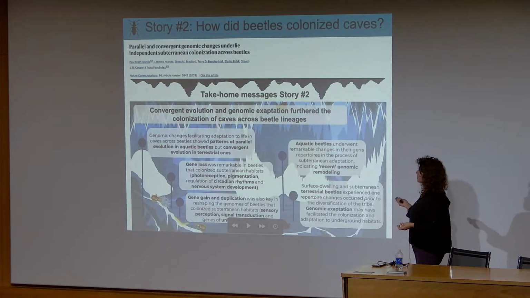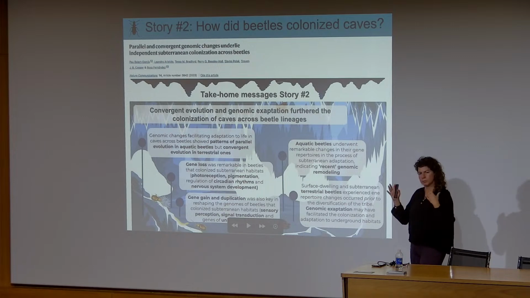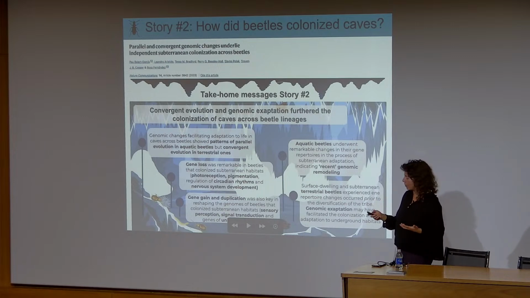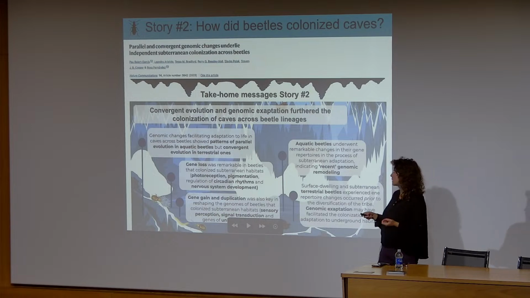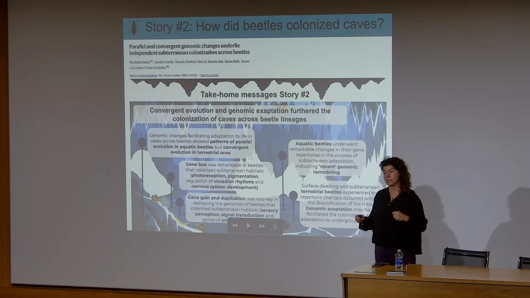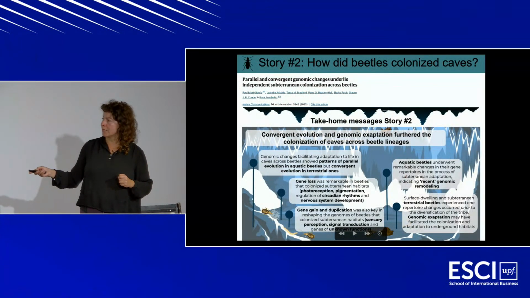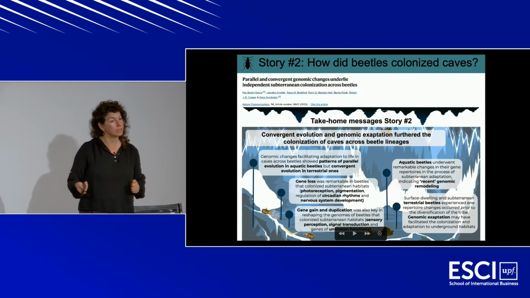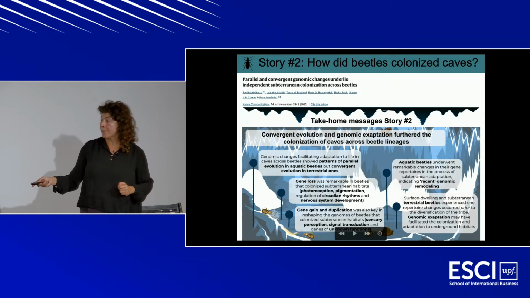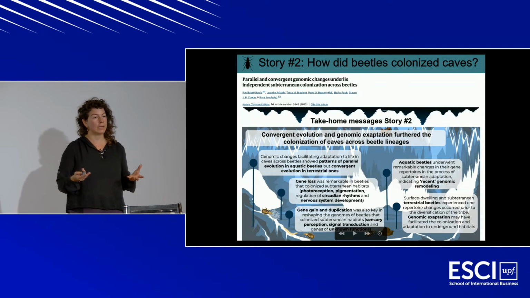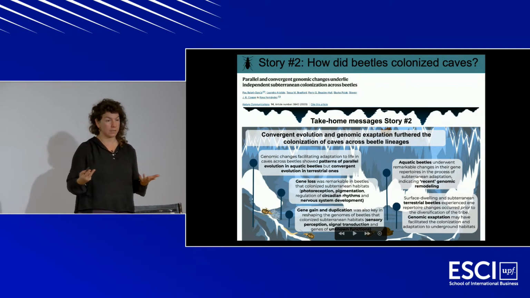So just a few take-home messages. These stories are a little bit more complex than the previous one because the questions were more complex as well. The genomic changes that facilitated adaptation to life in caves across beetles showed both parallel and convergent evolution: parallel in the aquatic beetles, but convergent in the terrestrial ones. Gene loss was remarkable in beetles that colonize subterranean habitats, mostly in genes involved in photoreception, circadian rhythms, and so on. But on the contrary, gene gain and duplication was key in reshaping the genomes, particularly through expansion events that occurred in the ancestors.